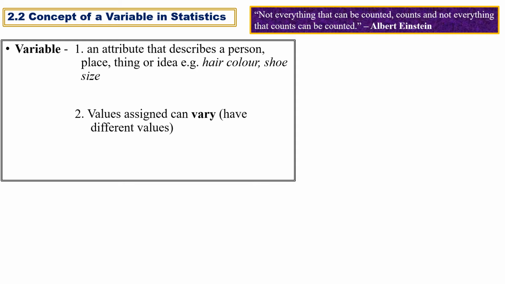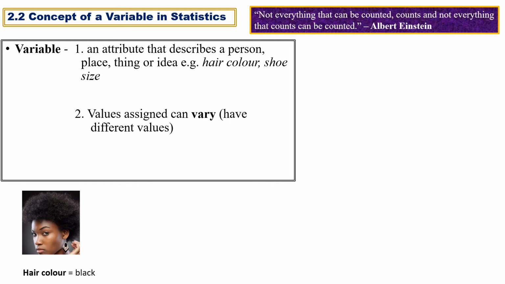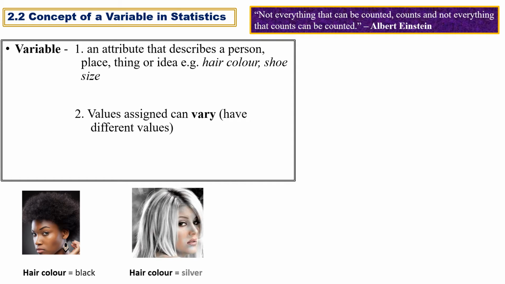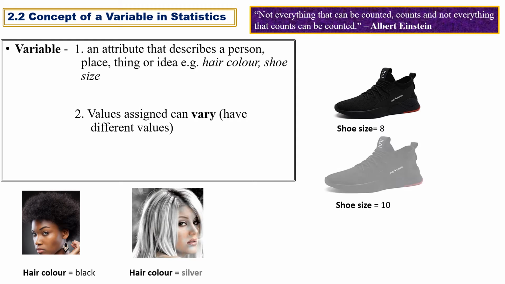As an example illustration, we could think of hair color as having two different possible values, one being black and the other being silver. So black and silver are two possible values of the variable hair color. Another example of illustration of this is if we are talking about shoe size. There can be two possible values, one being shoe size 8 and shoe size 10. 8 and 10 are two different values of the variable shoe size.